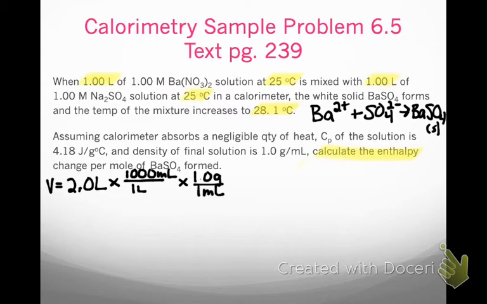And you can see here that everything cancels but grams. Liters cancel, milliliters cancel, and I'll be left with a mass of water that is 2.0 times 10 to the third grams of water. Okay, that's going to be our mass. So that's going to be important for our calculation. Okay, so there's the first thing that we needed to solve for. The next thing that we can solve for is our delta T.